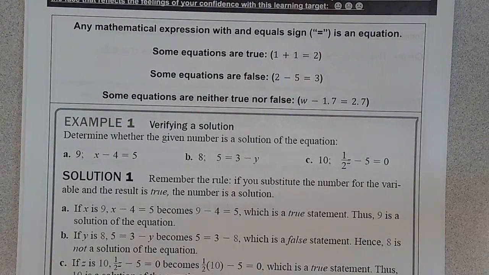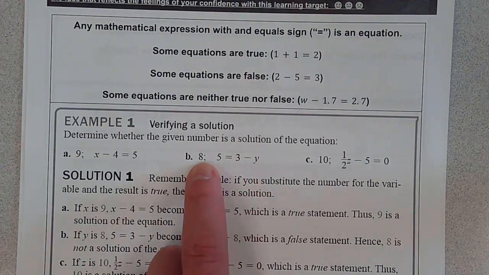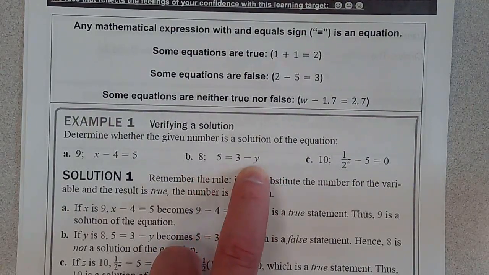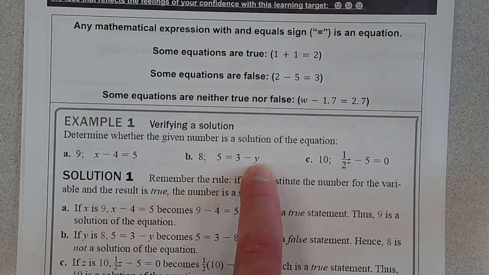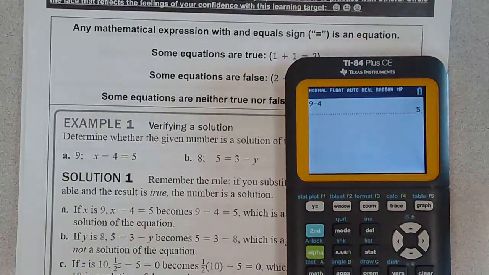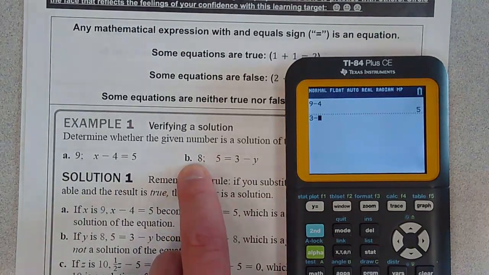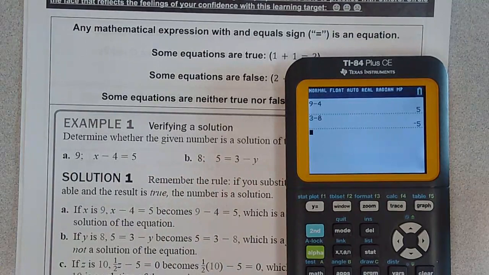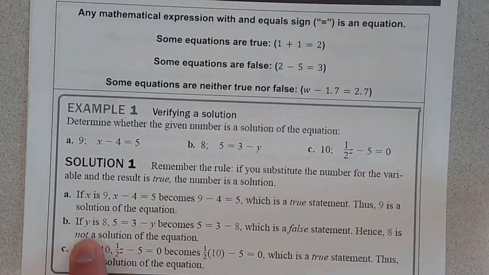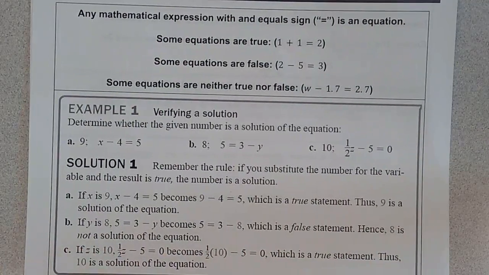Don't talk yet. I'm doing a little recording. All right, we got a new one. 8. Is 8 going to be a solution to this equation? I've got 5 equals 3 minus y. If I put an 8 for that y, is 3 minus 8 going to give me 5? It's not. Let me show you. 3 minus, I'm going to put the 8 in for the y. 3 minus 8 is negative 5. So this is a false statement. It is not a solution. 8 is not a solution to this equation.